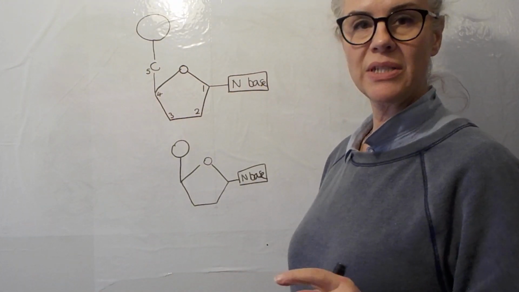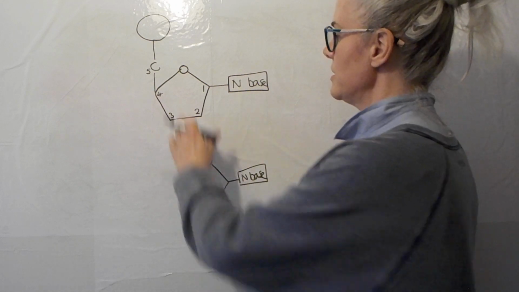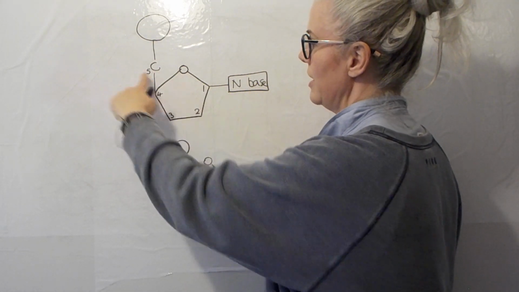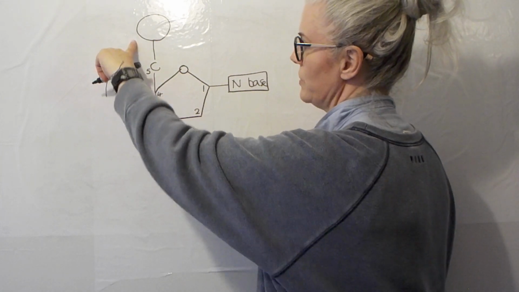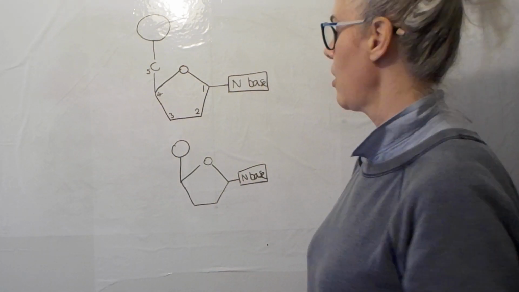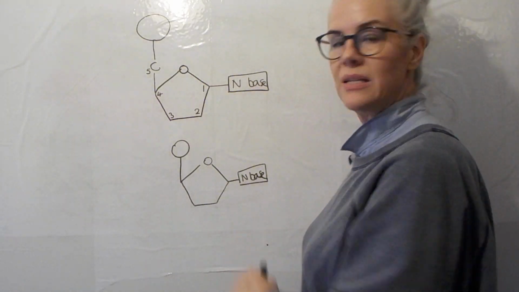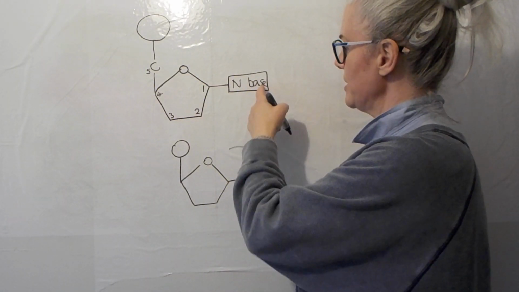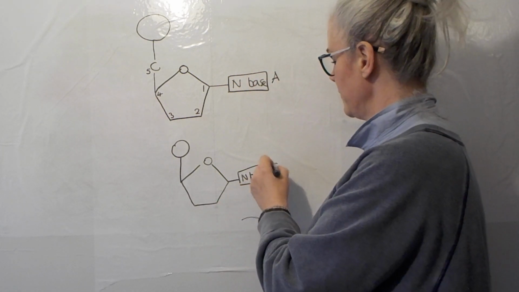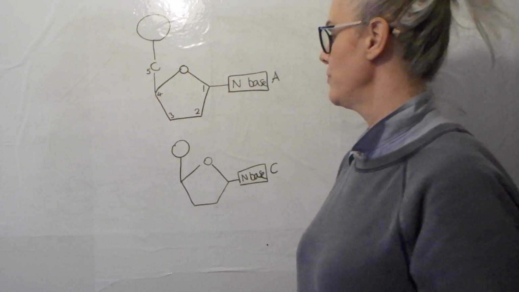Okay, so we're going to have a look at DNA in a bit more detail. So this is one nucleotide. We've got our 5-carbon sugar, there's your 5th carbon, phosphate is attached to the 5th carbon, and the nitrogenous base is attached to carbon 1. This is another nucleotide. Remember, this is the only bit that changes, so this could be A, this could be C, it doesn't really matter.